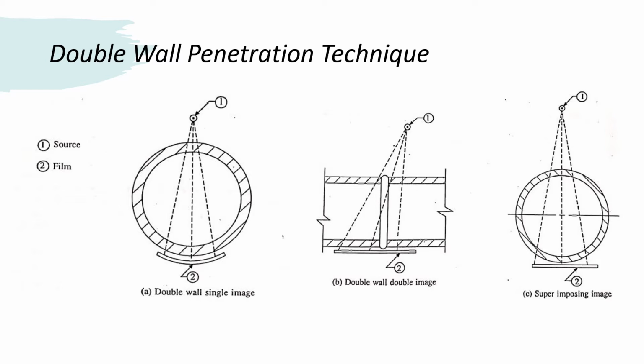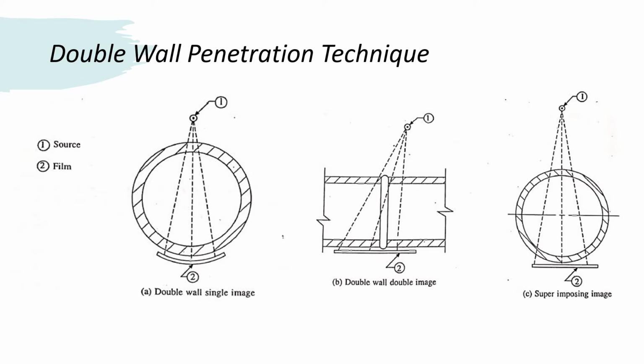The IQI means image quality indicator. This IQI is placed on the film side. Here, only the film side weld can be interpreted, as the interpretable length is small. This technique requires a number of exposures to cover the entire weld length, depending upon the pipe diameter.